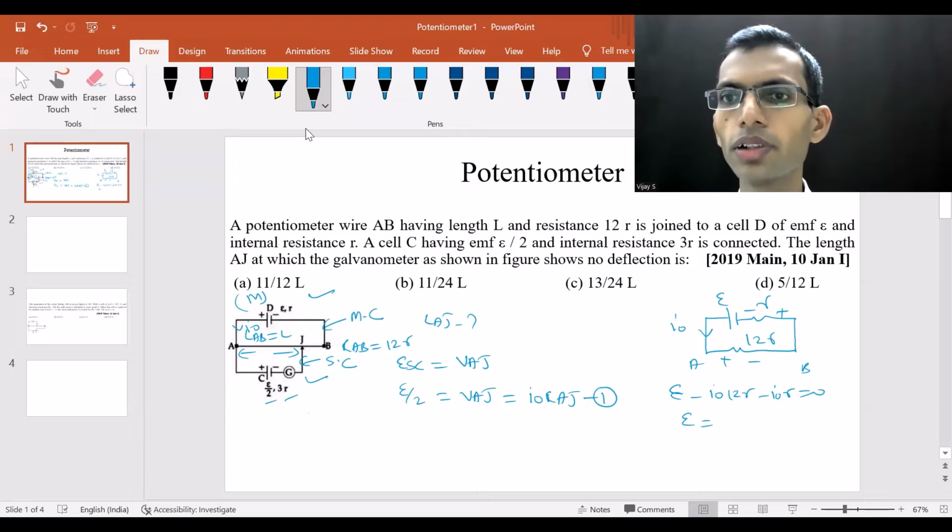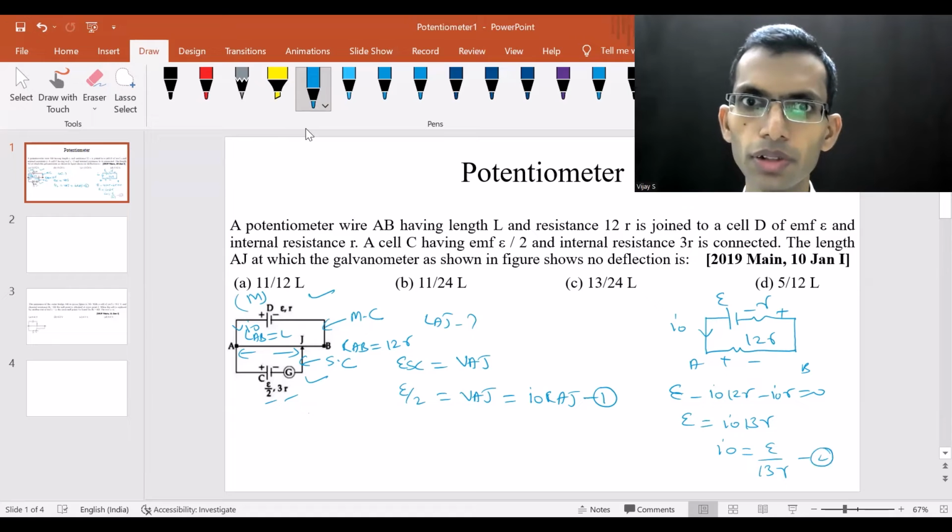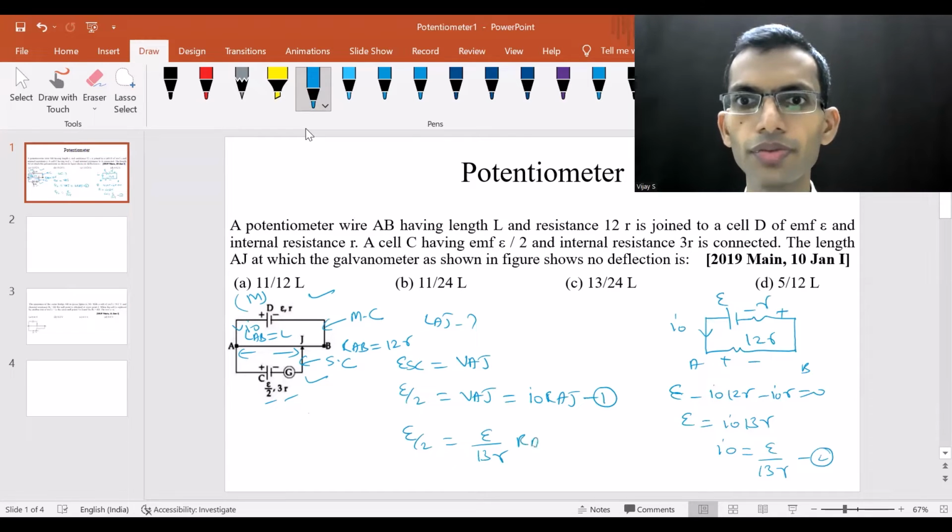E is equal to I0 into 13R. So I0 becomes equal to E by 13R. Let me take it as equation 2. When we substitute into equation 1, we get E by 2 is equal to E by 13R into RAJ. So we get RAJ is equal to 13R by 2.